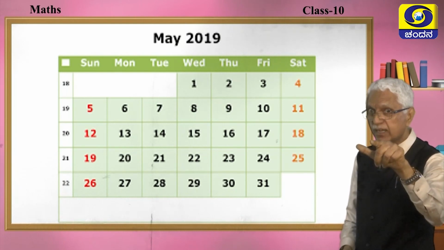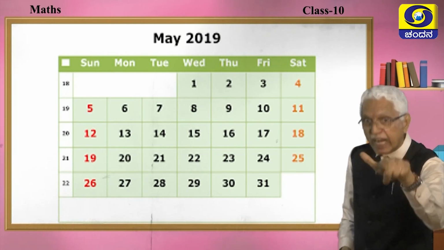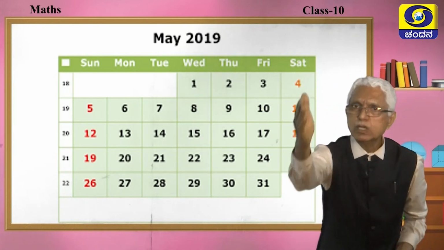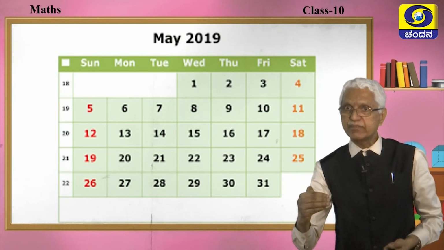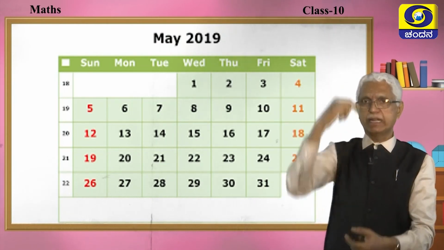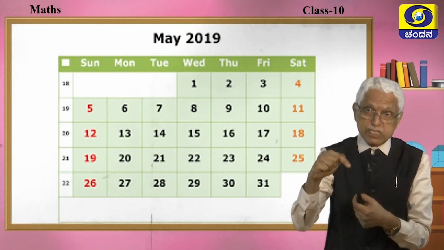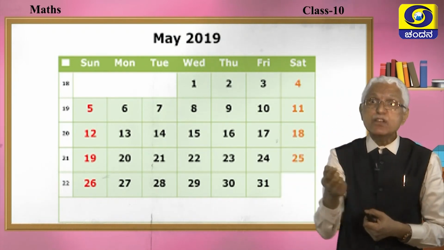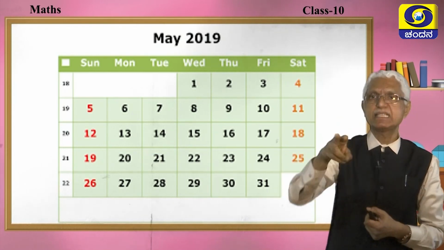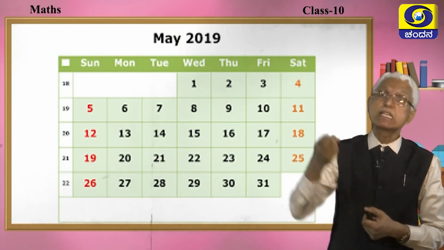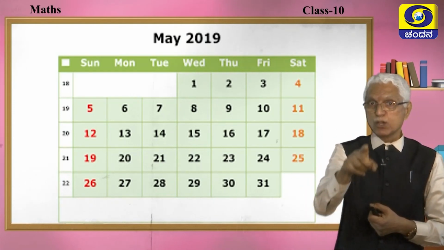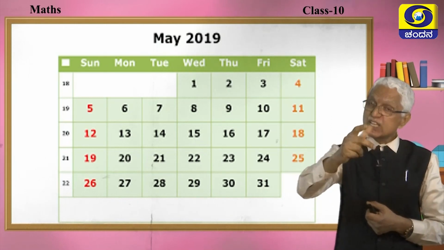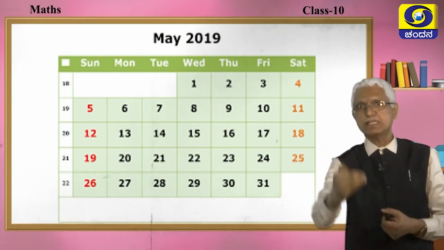5 plus 7 is 12, 12 plus 7 is 19, 19 plus 7 is 26. Agreed? Am I right? Suppose you go to the column under Friday, 31. Go in the reverse order. 31 plus minus 7 is 24. 24 plus minus 7 is 17. 17 plus minus 7 is 10. So, under the Sunday column, the common difference was plus 7.